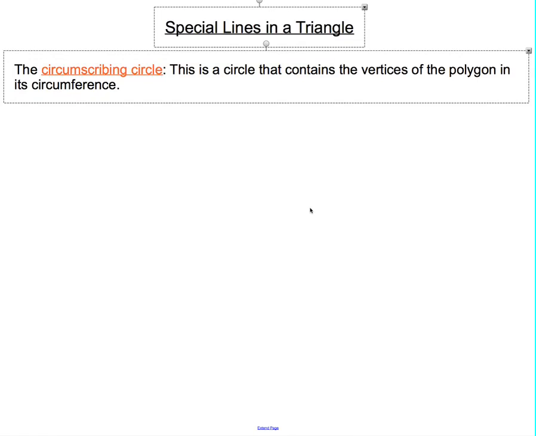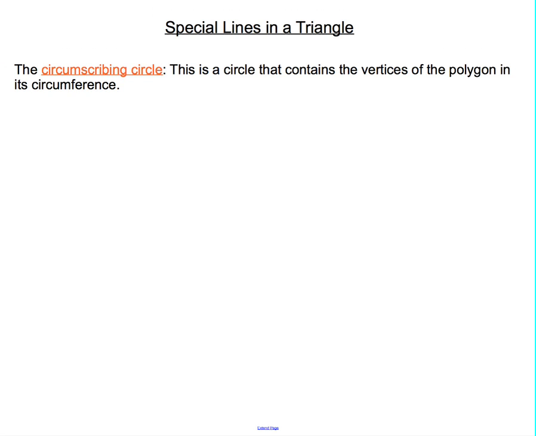Triangle are, starting with the circumscribing circle, which is a circle that contains the vertices of a polygon inside its own circumference. So let's take a look at what happens when we circumscribe a triangle. So let's go and start by grabbing one of those triangles. Let's get ourselves a triangle. All right, here's a triangle.